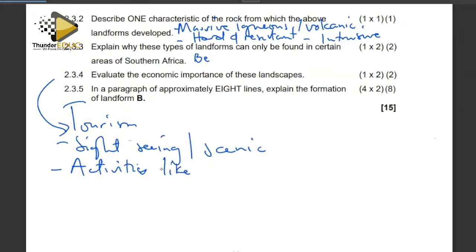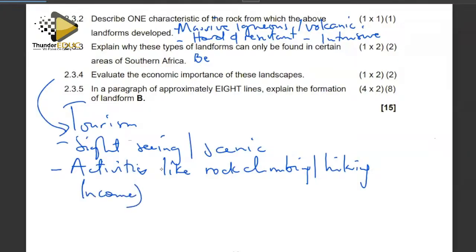like rock climbing, hiking. All these activities, when they are done, they contribute income to the society. If we have tourists, we have people who come for sightseeing, they contribute to income. If we have activities like rock climbing, they also contribute to the income of the economy.